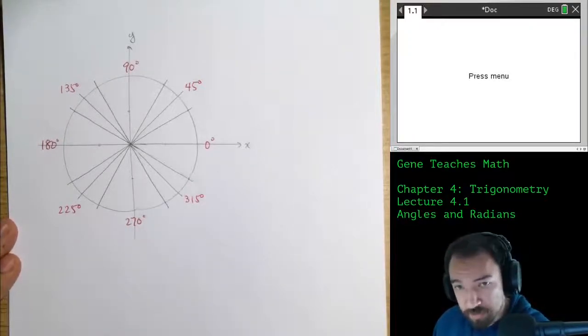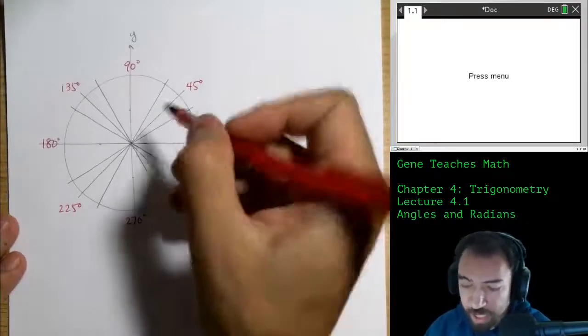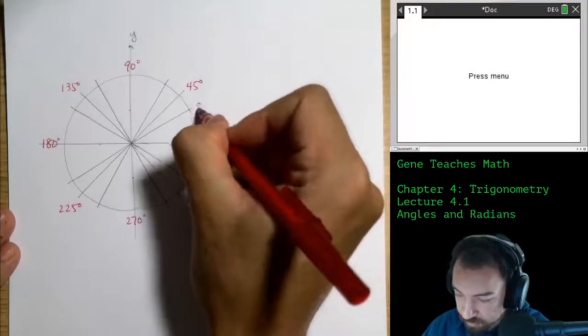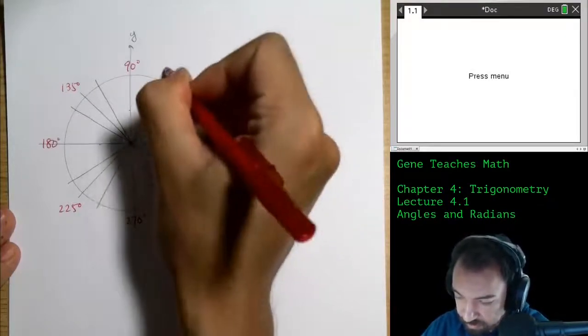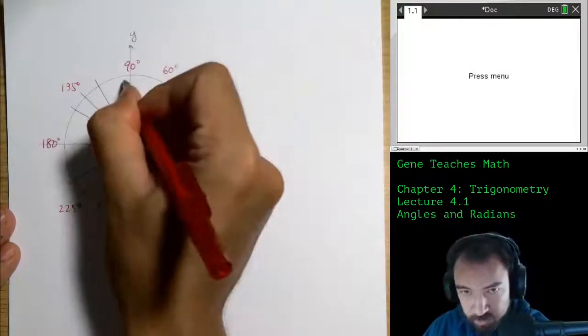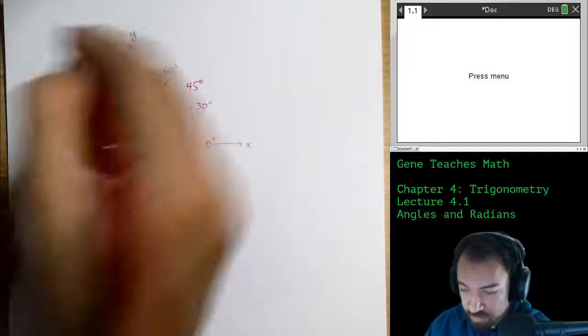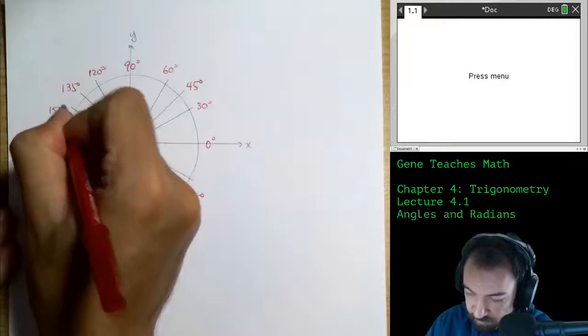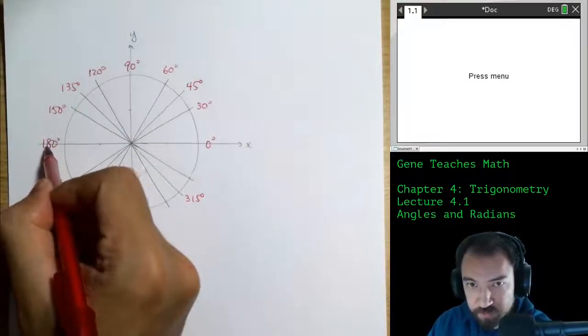And then the next ones that are labeled, these ones are the 30-degree increments. So first of all, this is 30 degrees, and then double of that, this is 60 degrees. Then 30 more degrees gets us to 90 degrees. 30 more gets us to 120 degrees. 30 more gets us to 150 degrees. And then 30 more gets us to 180 degrees.